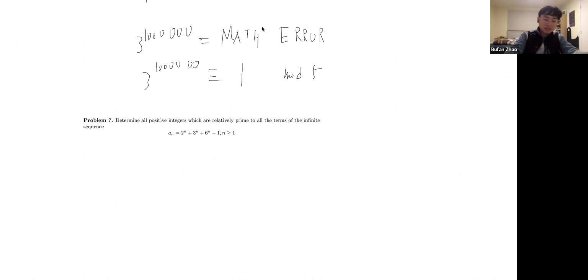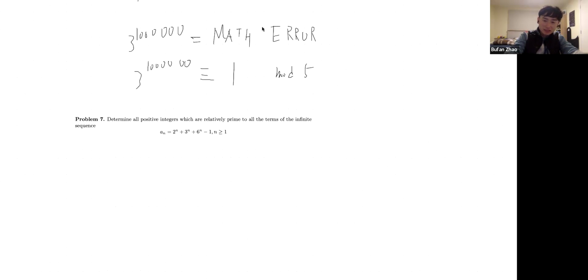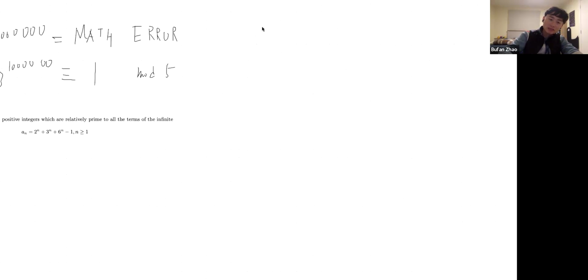Oh, by the way, does everyone understand what relatively prime means? So two numbers, A and B, are said to be relatively prime if and only if the greatest common divisor is equal to 1.